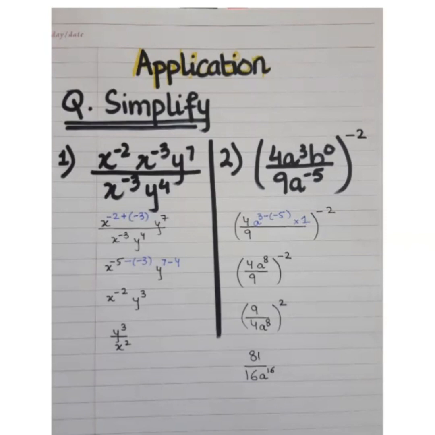If you look at question number 1, it's just an example of law number 1 and law number 2. In the last step, what I've done is, to change the negative power to a positive power, I've dropped it down in the denominator and I got y cube divided by x square. Second question is a little harder than the first one.